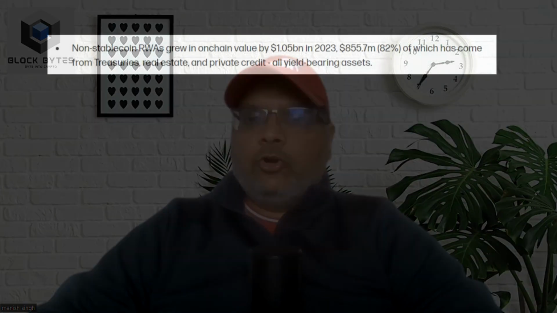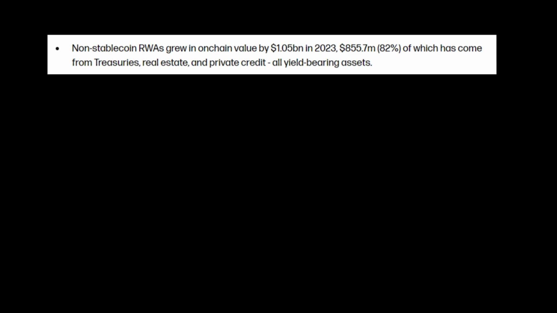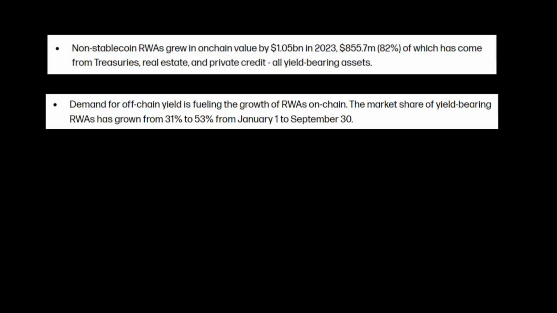For instance, non-stablecoin assets grew in on-chain value by 1.05 billion US dollars in 2023. 82% of which has come from treasuries, real estate, and private credit, which are all yield-bearing assets compared to non-yield-bearing commodities like gold, silver, and equities. The market share of yield-bearing assets has grown from 31% to 53% since January.